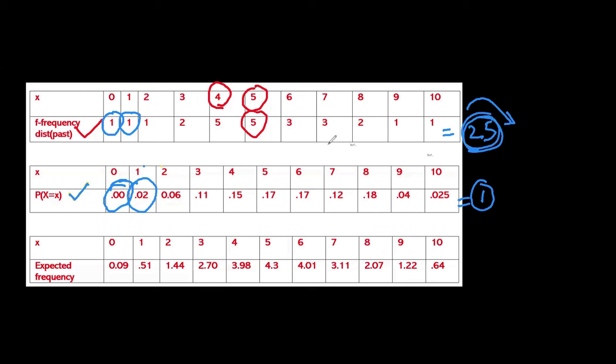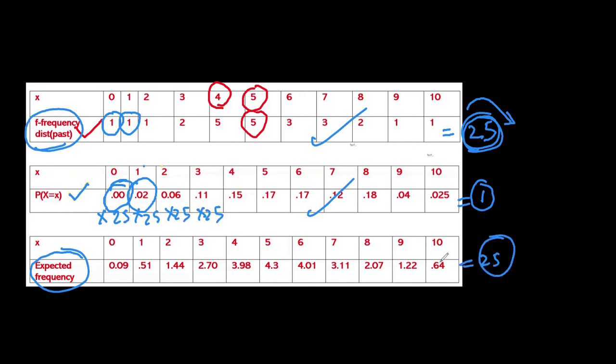If you want to compare this one, that's not possible. If you want to write expected frequency and you want to compare, then you have to multiply every probability with 25. If you multiply each probability with 25, then the total will be 25. Now you can compare one by one. You compare this one, 1 and 1.22, yes, they are close. 2 and 2.22, they are close. 3 and 3.1, they are close. 4 and 4.101, they are close. So we are getting close values.